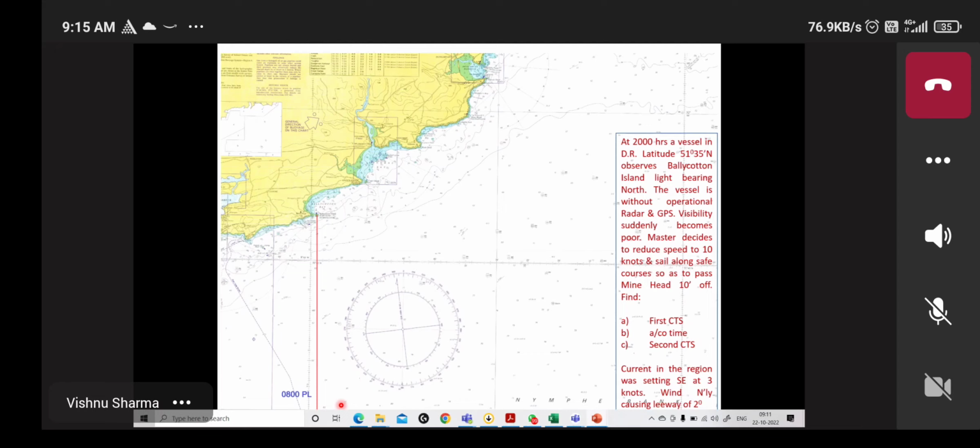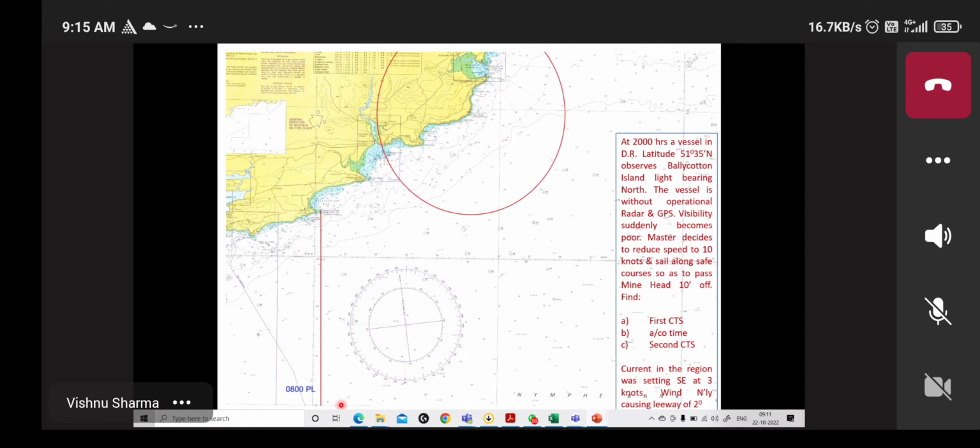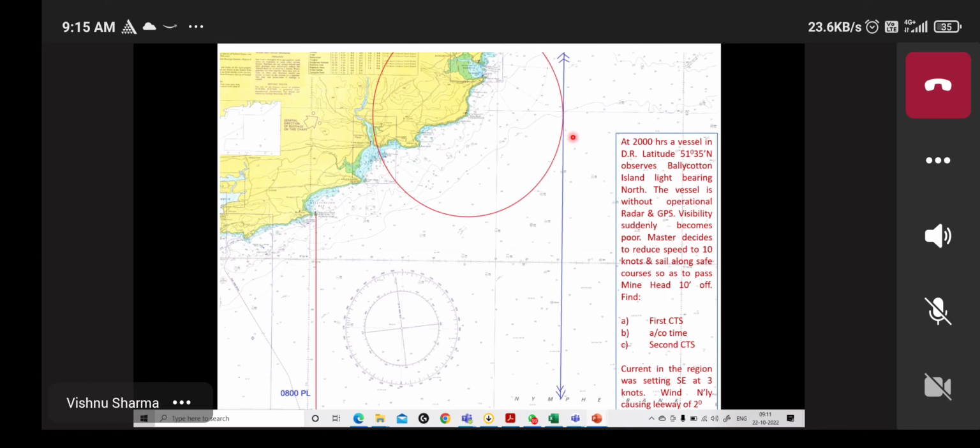Okay. Now, at 2000 hours, we have put this safety circle. You want to pass Minehead at 10 miles off. Okay? Second, the safety circle is fine. Is the second step clear? Now, in this case, we will transfer the first PL tangential to this circle. And the transferred PL will be marked with 2 arrows at each end. Correct?